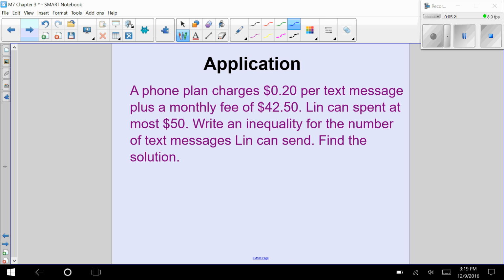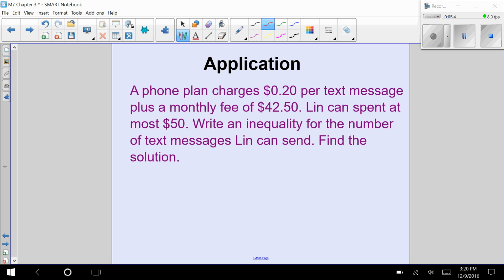All right, let's look at this one. A phone plan charges 20 cents per text message plus a monthly fee of $42.50. Lynn can spend at most $50. Write an inequality for the number of text messages Lynn can send and find a solution.